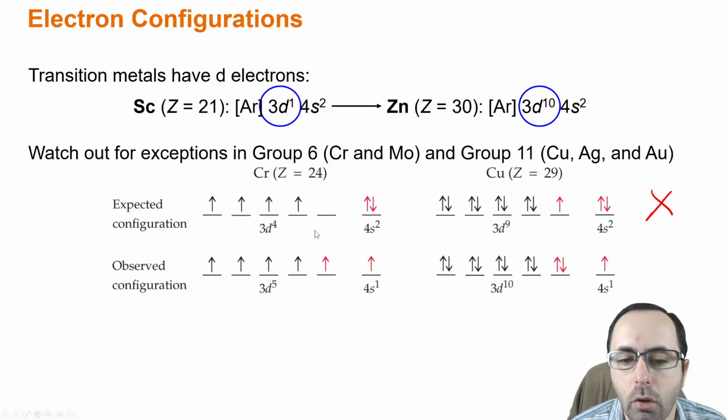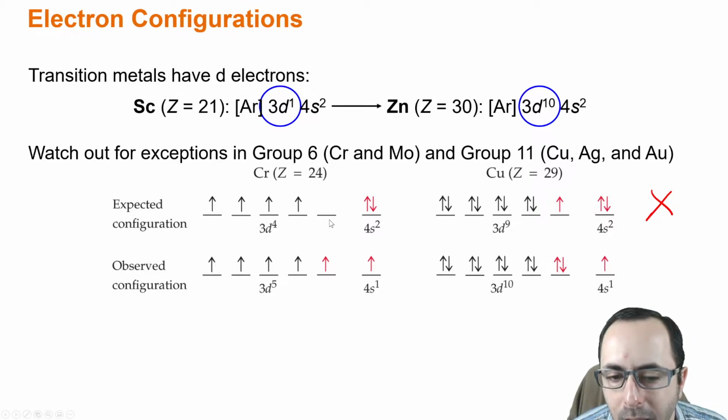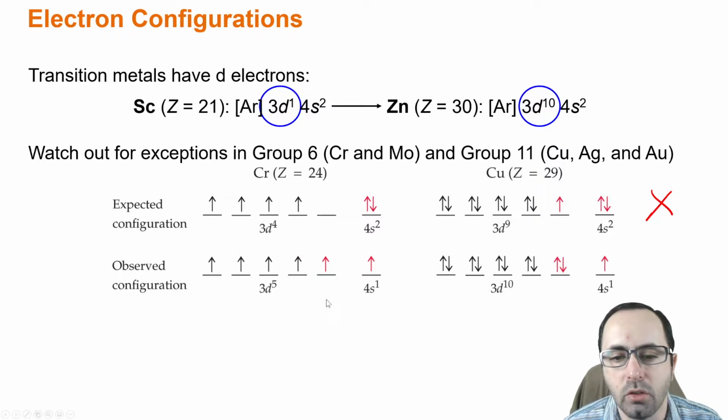It's also true for group 6, where you might expect a 4s2 3d4 configuration. However, this being very close to a half full shell, and these two orbitals being very close in energy, the electron will unpair in the 4s and instead half fill the 3d orbitals. So watch out for those exceptions in group 6 and group 11.